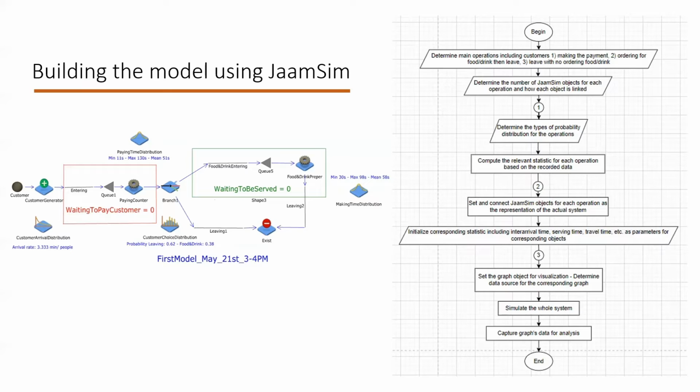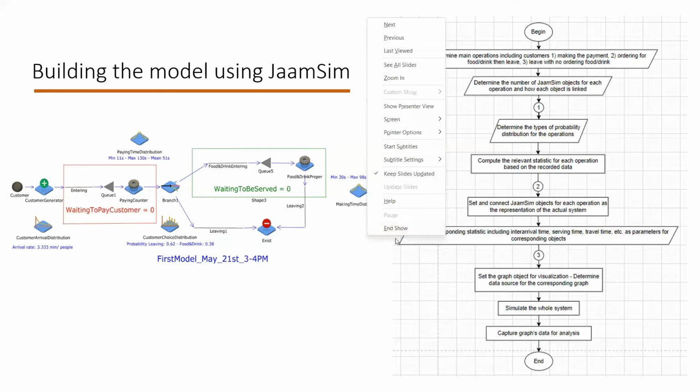and then we initialize the corresponding statistics, including the inter-arrival time, serving time, and travel time as parameters for the corresponding objects. Next we will have to set the graph object for visualization, which helps us capture the data when we run the simulation. And finally, we simulate the whole system and capture the graph data for analysis.